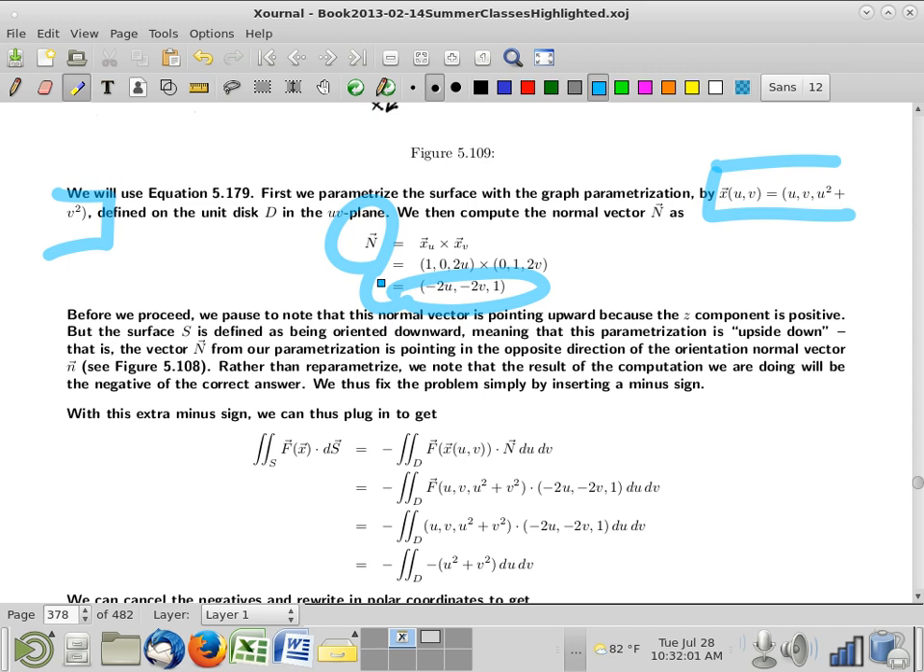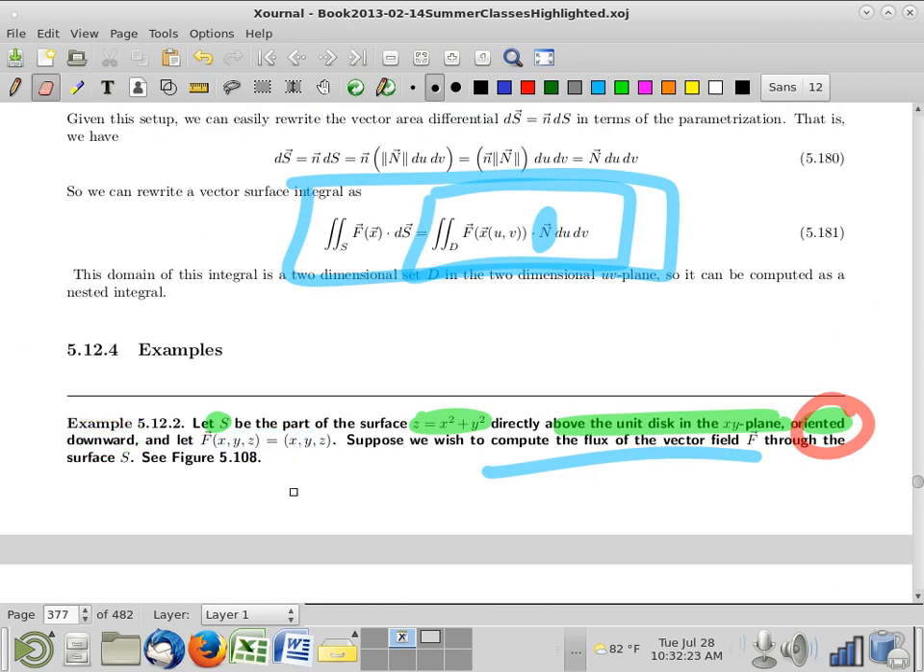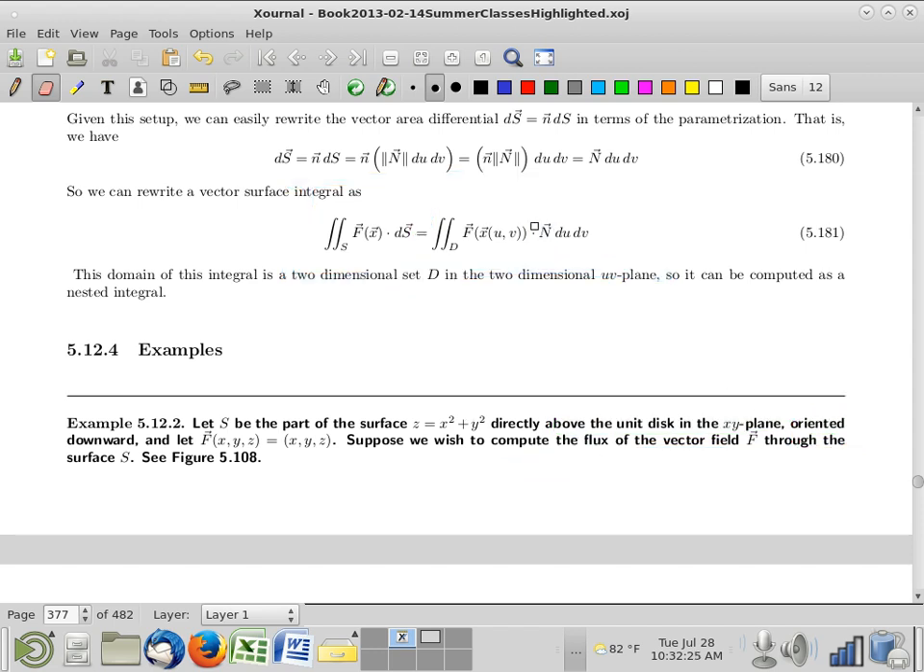Everybody on board? There's a problem. I swept that under the rug deliberately. This is something you always have to watch out for. Just got to be careful with it. So here's what the problem is. The statement of the problem, again, is that we're oriented downward. That's the direction I want my surface to be oriented. Said differently, that's the direction that my unit normal vector needs to point.